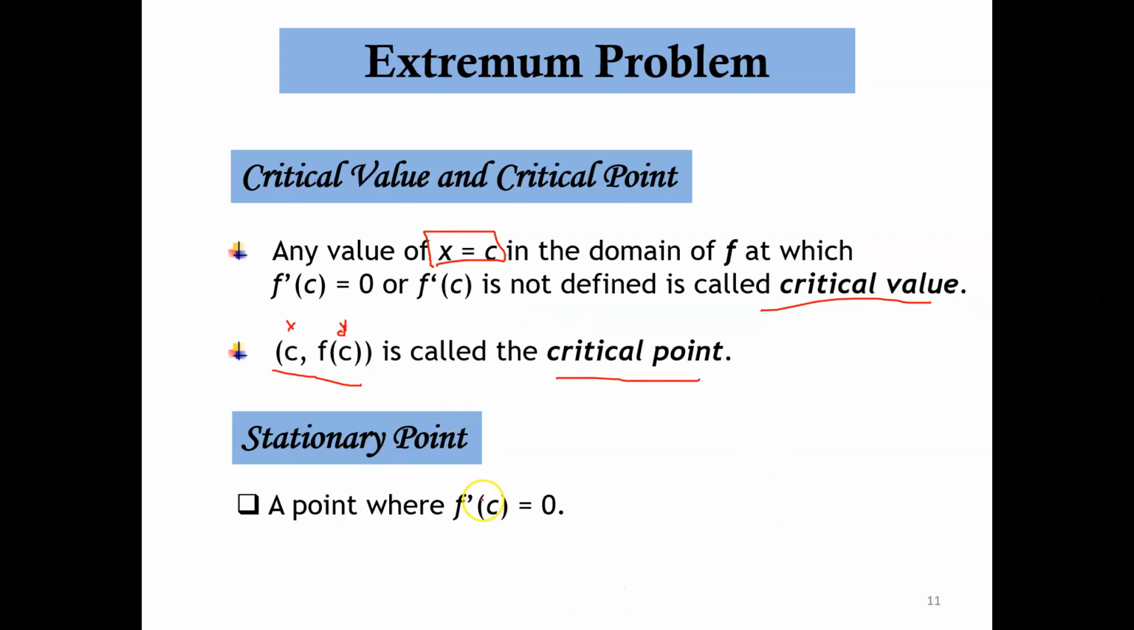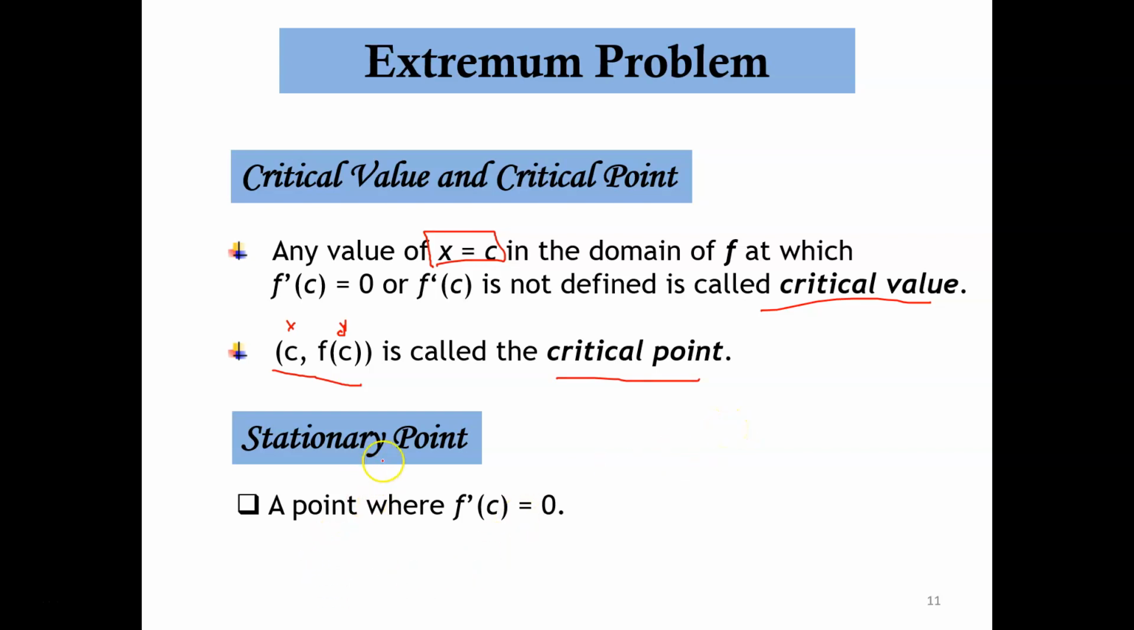Okay, how about stationary point? Okay, stationary point is a point where f prime c equal to 0. So, dia related lah dengan yang atas ni tadi. Kalau yang di atas ni critical value x equal to c bila mana f prime c equal to 0. But stationary point mean a point bila f prime c equal to 0. So, they're quite related, these three. Critical value, critical point, and also stationary point.